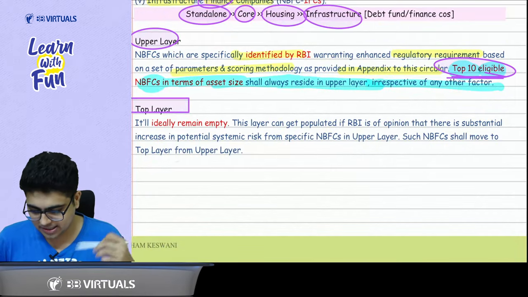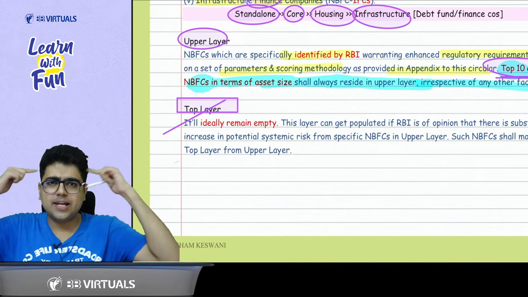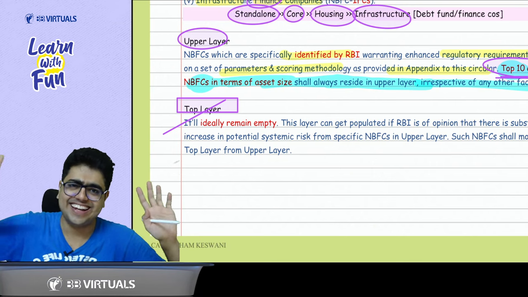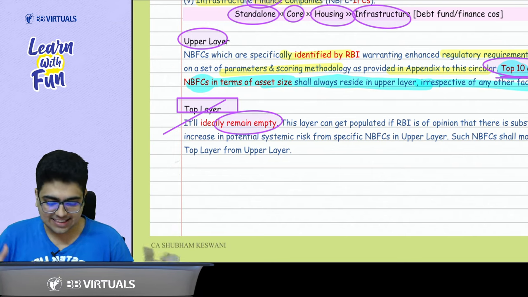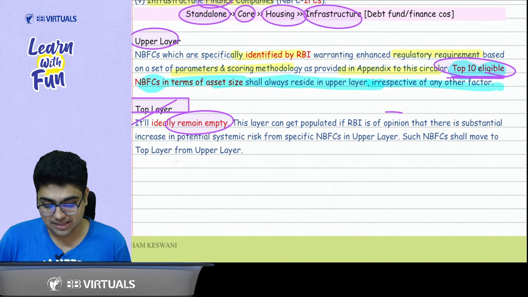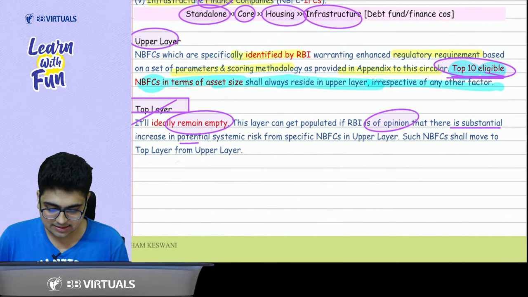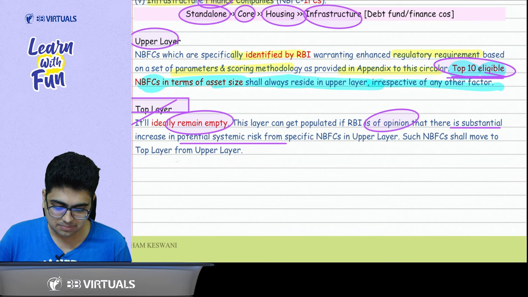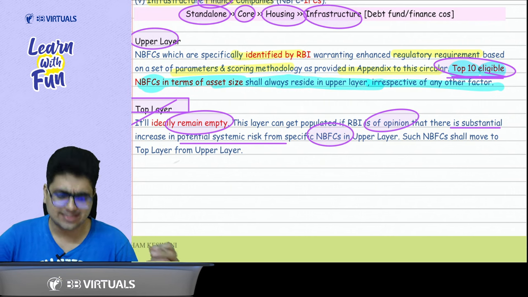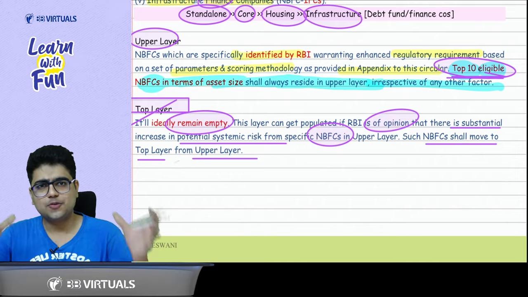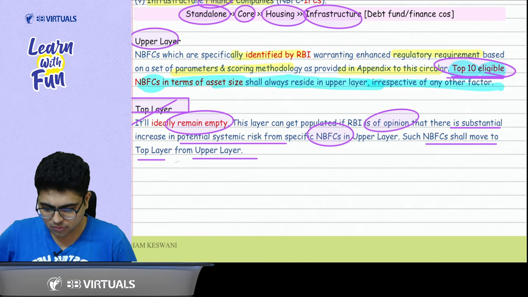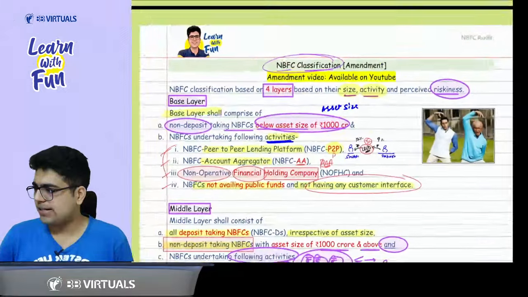Top 10 eligible NBFCs. Sir, what about the top layer? It will remain empty. So the top layer generally remains empty. This layer can get populated if RBI is of the opinion that there is a substantial increase in the potential systemic risk of the NBFC, meaning NBFCs are holding very risky assets. Such NBFCs shall move to the top layer from the upper layer. So I hope you got the point.